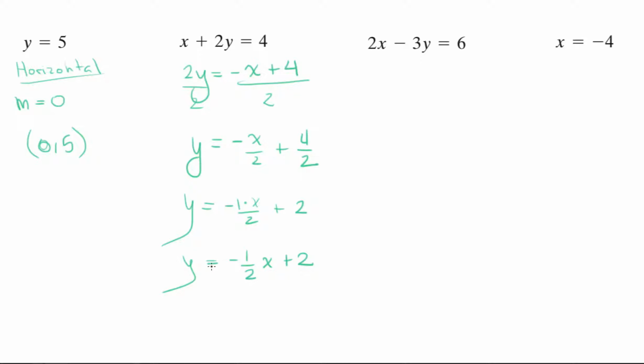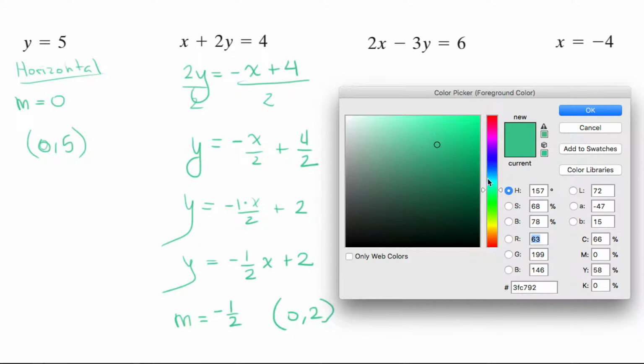Now, why do I want it like that? Well, the reason is simple. m here is negative 1/2. And the y-intercept is (0, 2). So that will be your answer. Let's change colors just to avoid confusion.